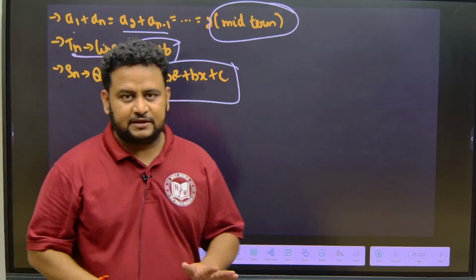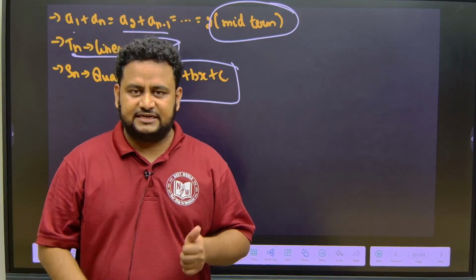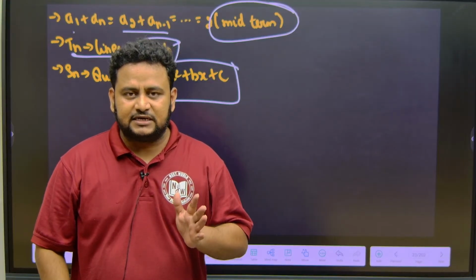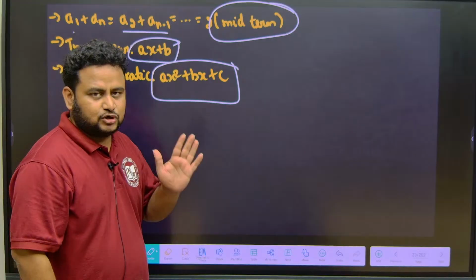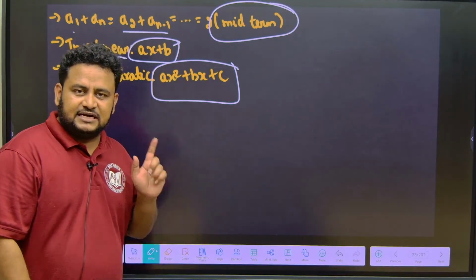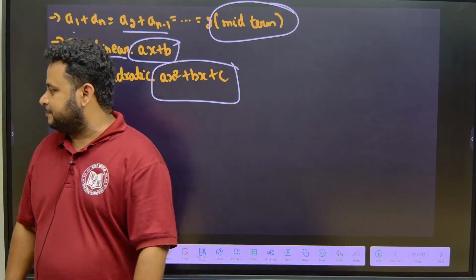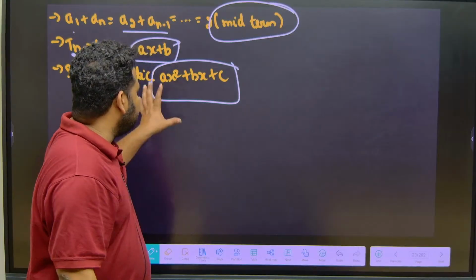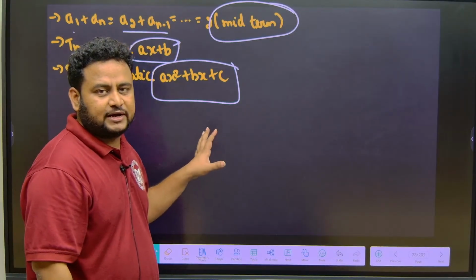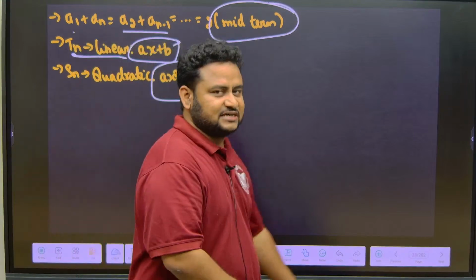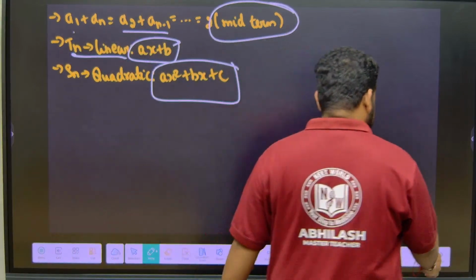So please remember, in an AP we have two things: an, the nth term of an AP, or Tn, also called the nth term of an AP. That is linear. If it is linear, the graph will be a straight line. When we talk about Sn, the sum of n terms of an AP, Sn will always be quadratic. The graph will also be quadratic, that is, it will meet the x-axis at 2 points. This is the meaning of it.